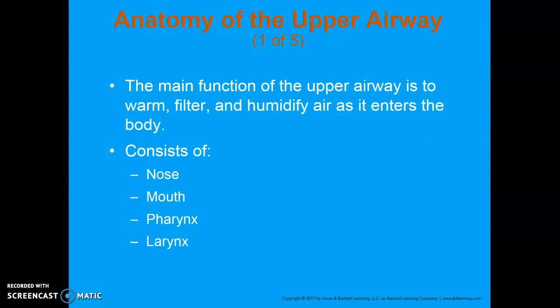So we've already talked about the airway overall. The upper airway starts with the nose, mouth, goes down to the pharynx and ends at the larynx, or where your voice box is. The main function is to warm, filter, and humidify air as it enters the body.